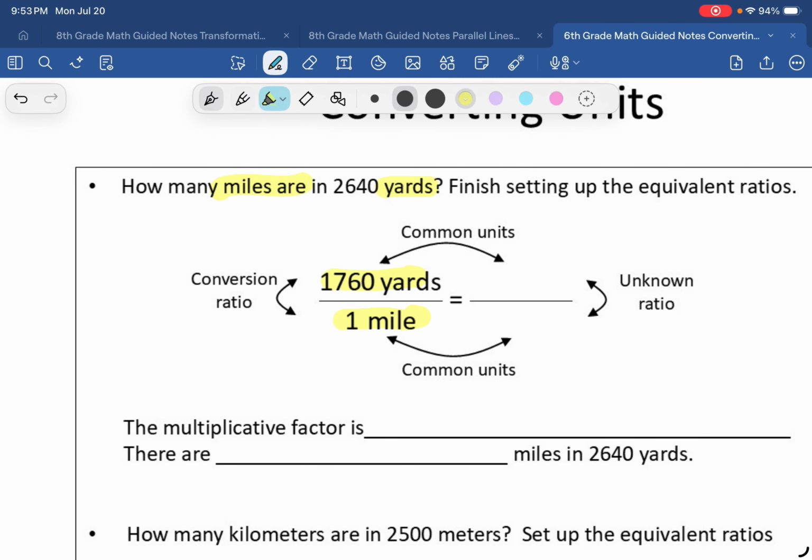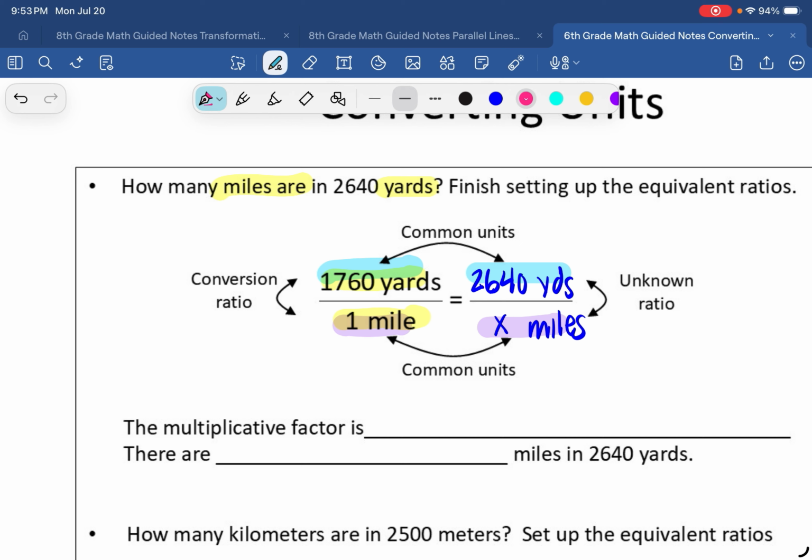So now I know I'm going to need to put miles on the bottom, and then I'm going to need to put yards on the top. It tells me that it's 2,640 yards. So I'm going to write that here on the top. And then my miles will be X. That's what I don't know. So that's going to go on the bottom.